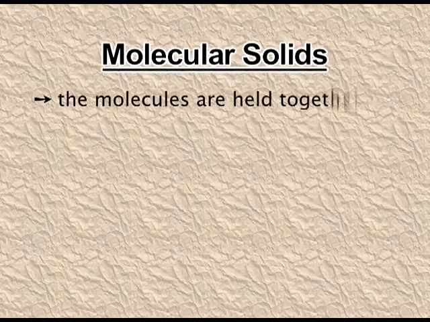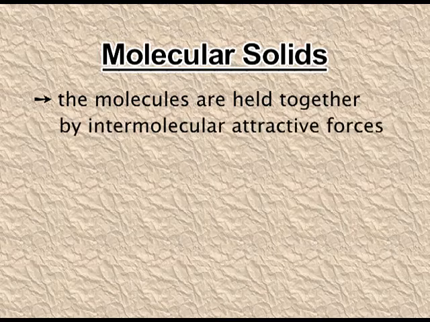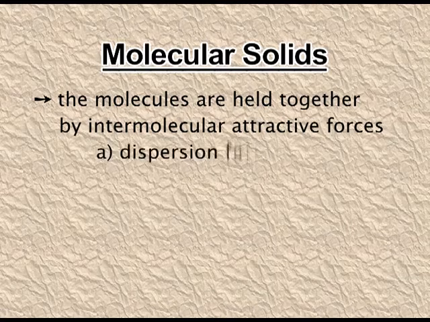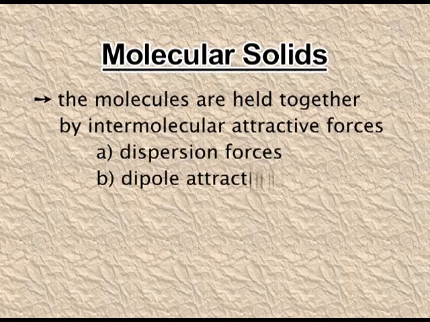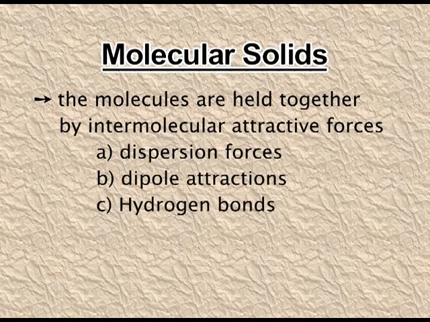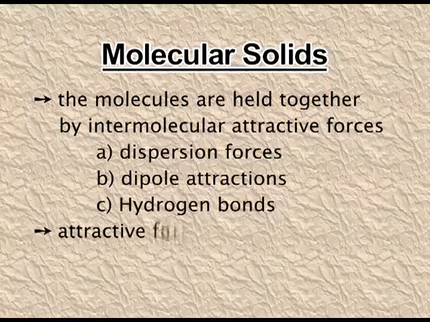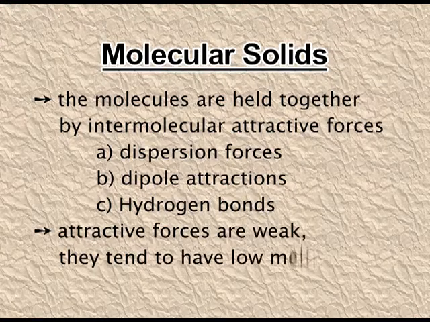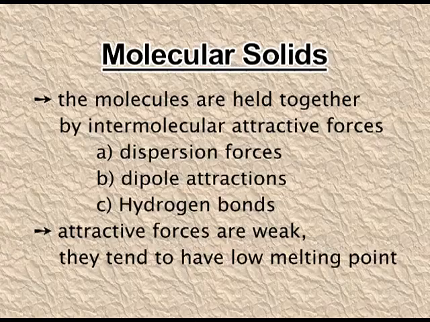Molecular solids. The constituent particles are molecules. For example, noble gases, iodine, etc. In the molecular solids, 3 types of intermolecular attractions are found. They are dispersion forces, dipole attractions and hydrogen bonds. All these 3 types of interactions are very weak, and when the intermolecular forces are weak, the solids are soft and their melting point is low.